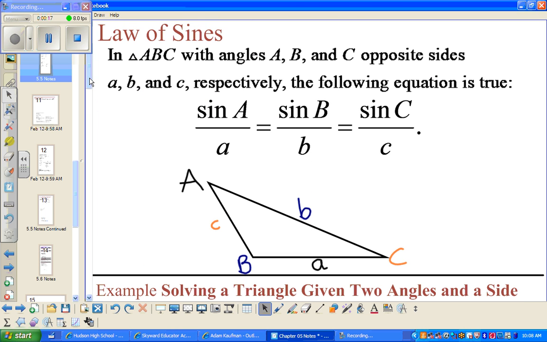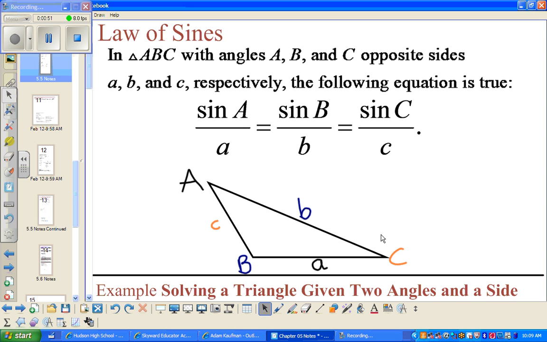The law of sines states that if you have a triangle ABC with angles capital A, capital B, capital C opposite the side lengths lowercase a, b, and c respectively, the following equation is true. Sine of angle A divided by side length a is going to equal sine of angle B over side length b, which is going to be equal to sine of angle C over c.